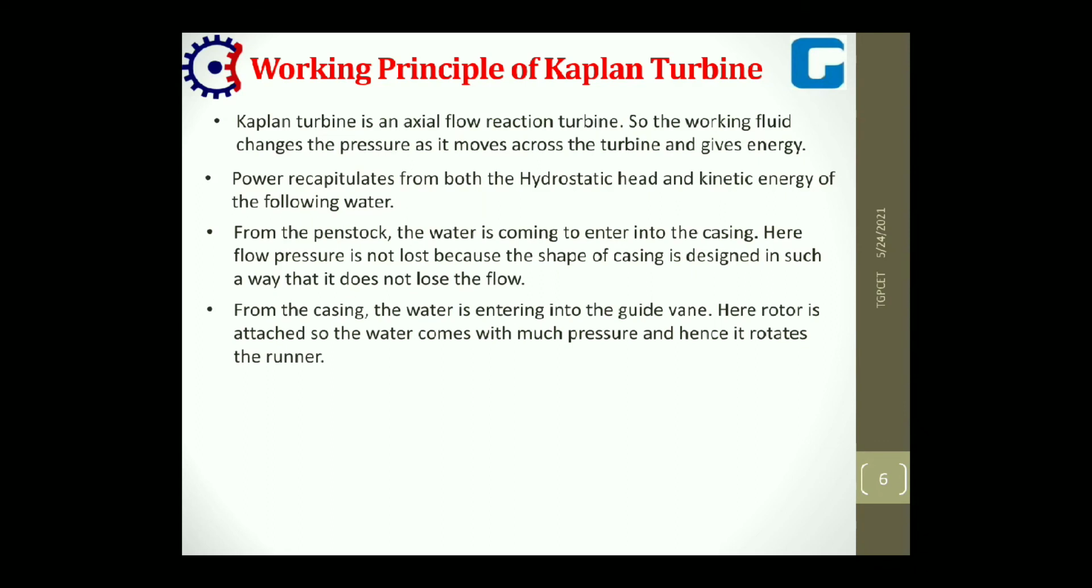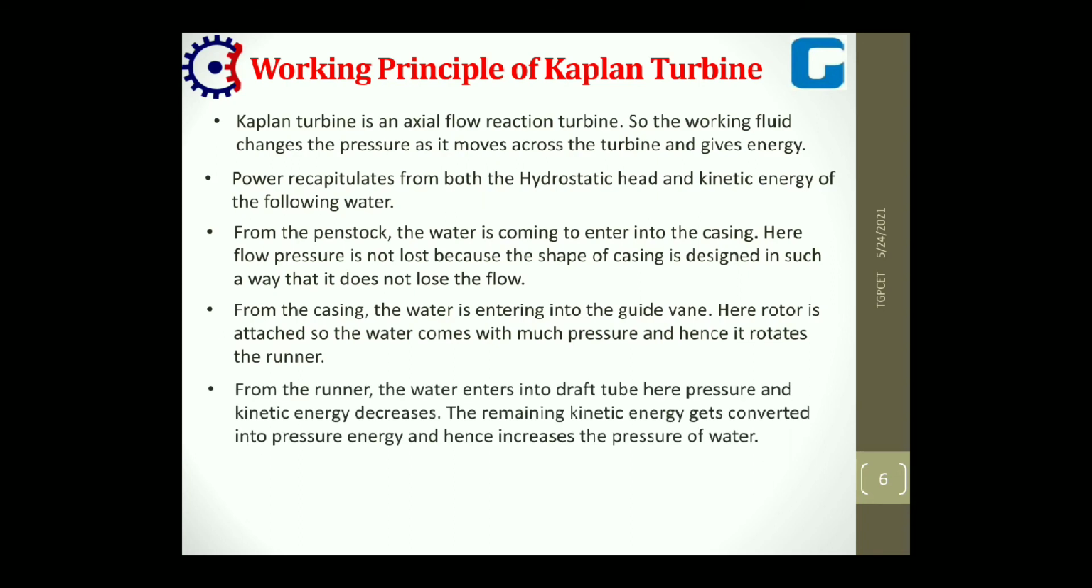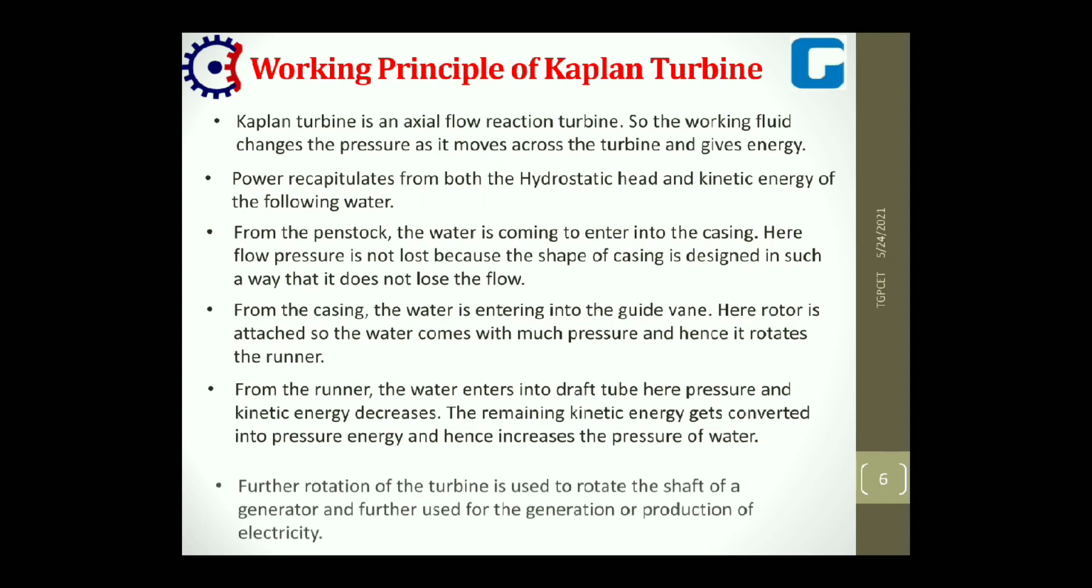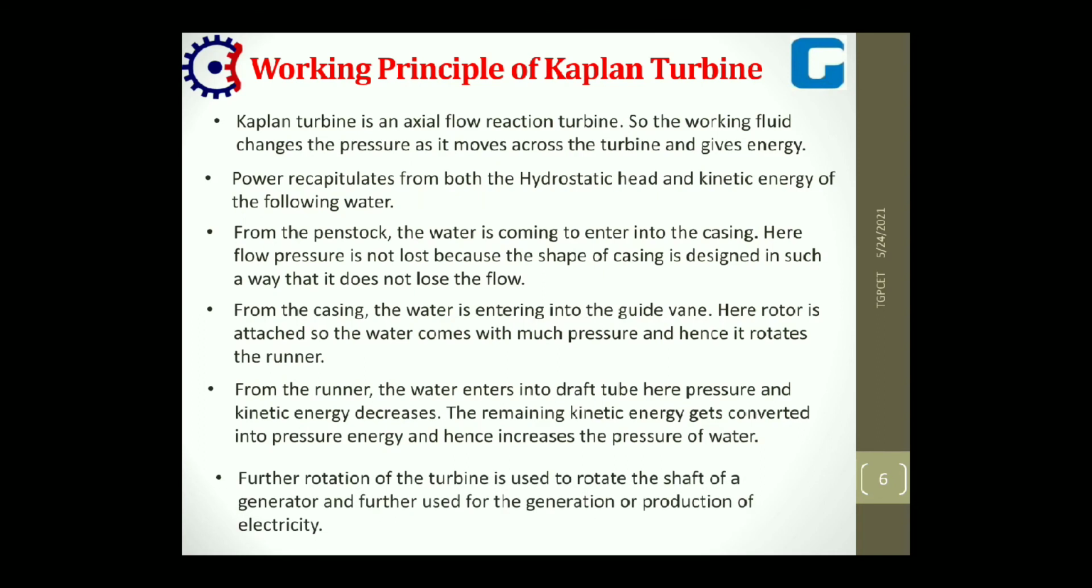From the casing the water enters the guide vanes. Then the runner is attached here, so the water comes with much pressure and hence it rotates the runner. Then from the runner the water enters the draft tube. Here pressure and kinetic energy decrease. The remaining kinetic energy gets converted into pressure energy and hence increases the pressure of the water. Then the rotation of the turbine is used to rotate the shaft of a generator and further used for the production of electricity.